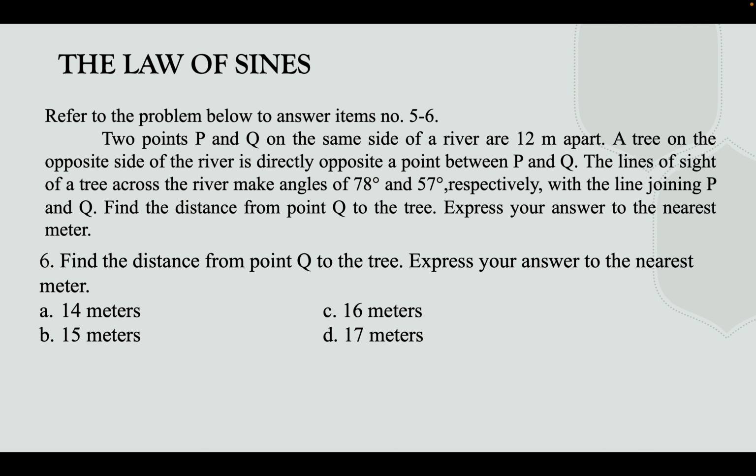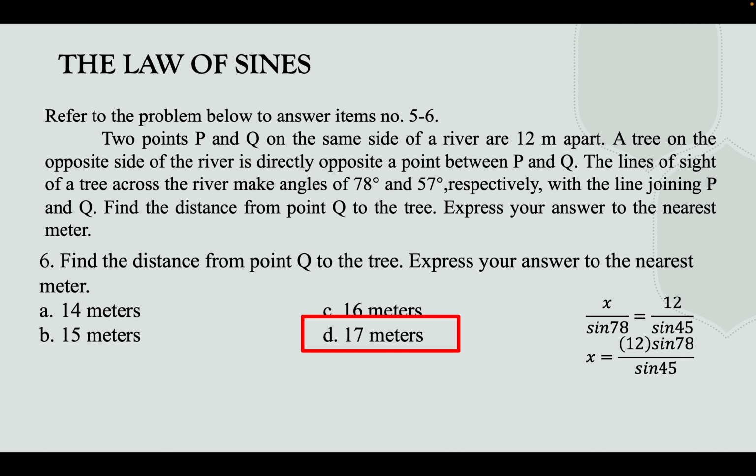So last question, find the distance from the point Q to the tree. Express your answer to the nearest meter. So we have x over sine 78 equals 12 over sine 45. To find the distance of point Q to the tree, cross multiply and divide both sides by sine 45. So we have x equals 16.60 meters. Since the instruction is to express it to the nearest meter, we have 17 meters as the distance from point Q to the tree.